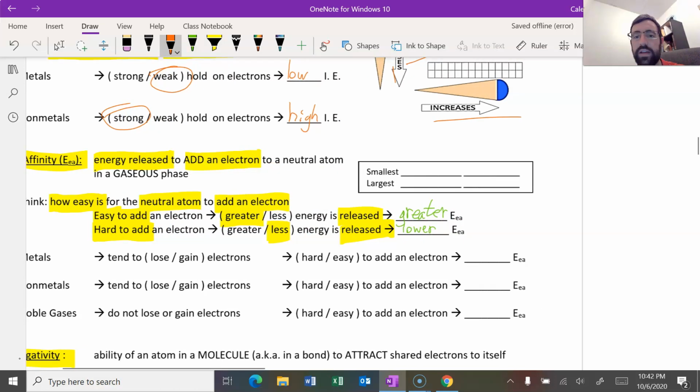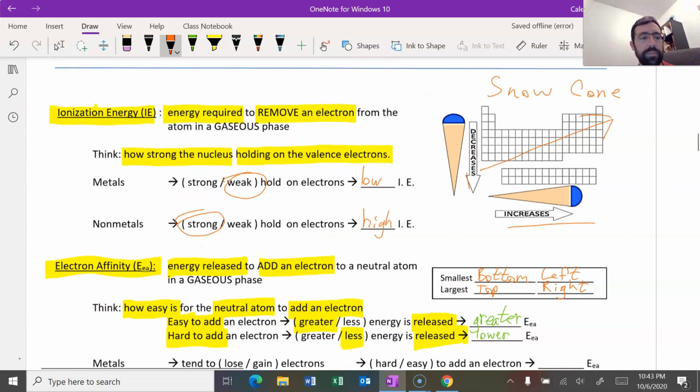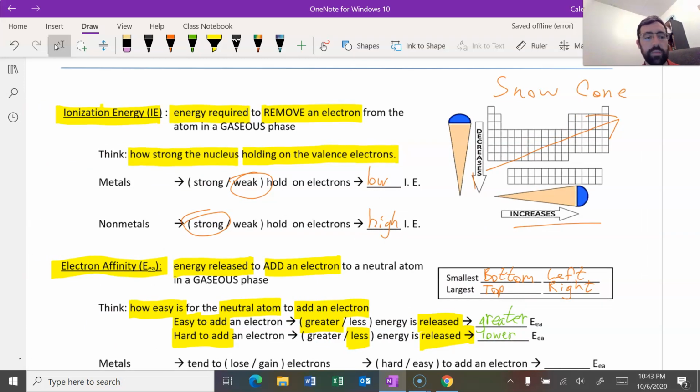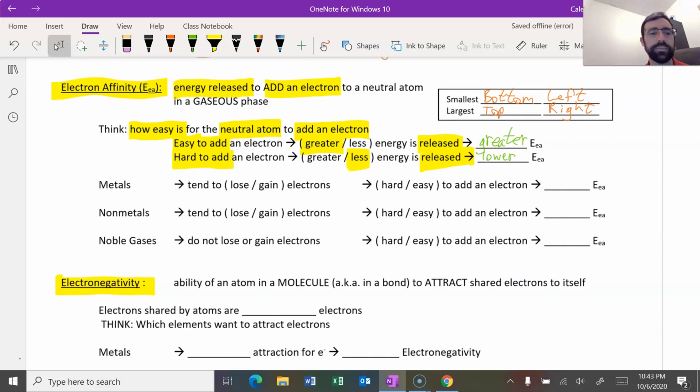Okay, again, looking at our trend here, for ionization energy, electron affinity, and electronegativity, the smallest will be at the bottom left, and the largest will be at the top right. We're not talking about size anymore. We're just talking about the intensity of this trend. The highest ionization energy is top right, the highest electron affinity is top right, and the highest electronegativity is also top right.